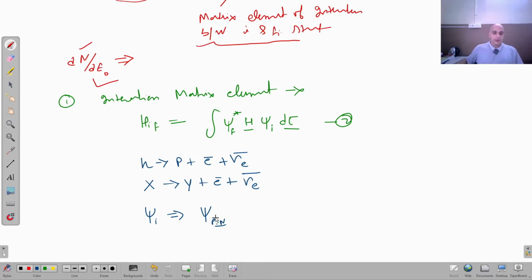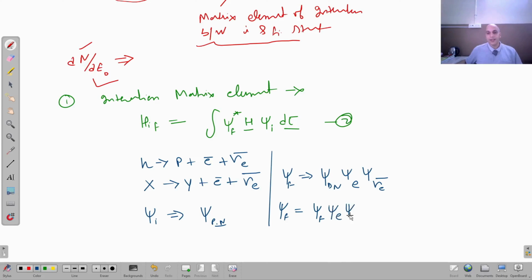And psi final, the wave function of the final state, will be equal to the wave function of the daughter nucleus multiplied by the wave function of the electron multiplied by the wave function of the anti-neutrino associated with the electron. So I can say psi final is equal to psi daughter nucleus multiplied by psi electron multiplied by psi neutrino, right? So now I am going to put all these values here.